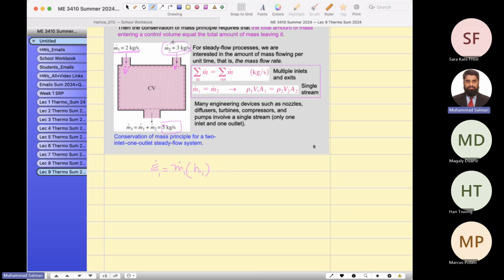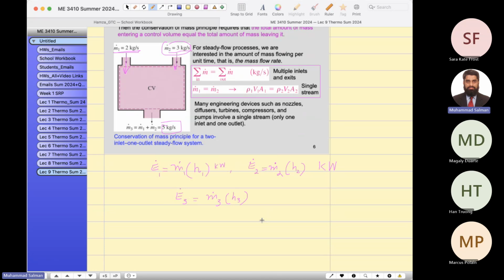So if I tell you what is E dot out, you can tell me, Professor, look, this is m dot 2 h2. This is how you will find out the kilowatts here. This is kilowatts power, and energy exiting, sorry, it's a power, not energy. The rate of energy at port 3 is m dot 3 times h3.